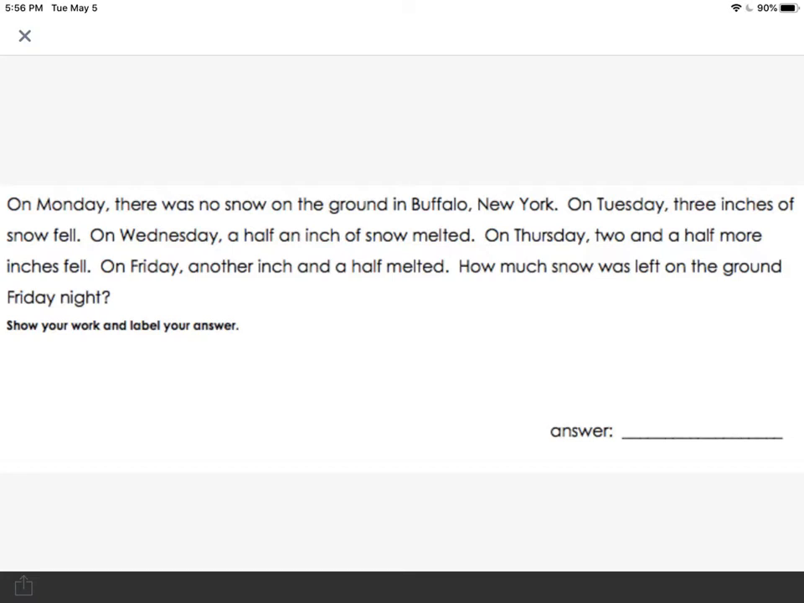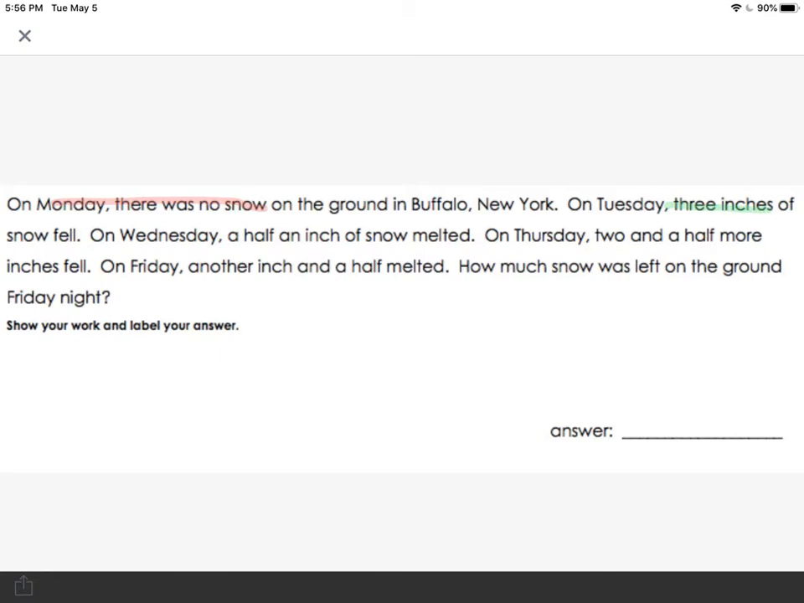So, on Monday, there was no snow. On Tuesday, 3 inches of snow fell. So I'm going to highlight that in green because that's like growth, and I think of green go, green grow. Close enough. So that might help me keep track. 3 inches.